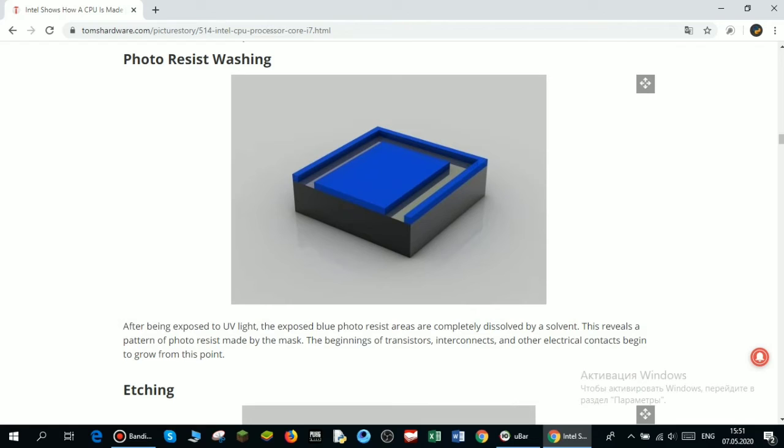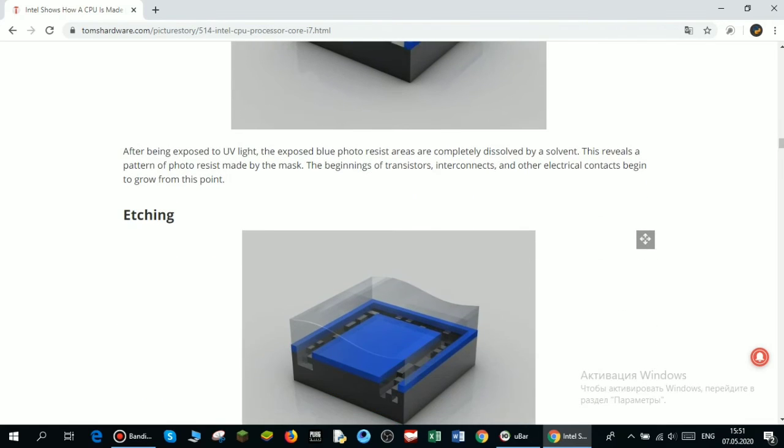Okay guys, let's go. After the exposure to the ultraviolet light, the exposed blue photoresist areas are completely dissolved by a solvent. This reveals a pattern of photoresist made by the mask. The beginnings of the transistor, interconnects and the other electrical contacts begin to grow from this point.